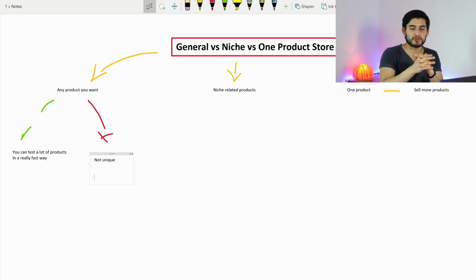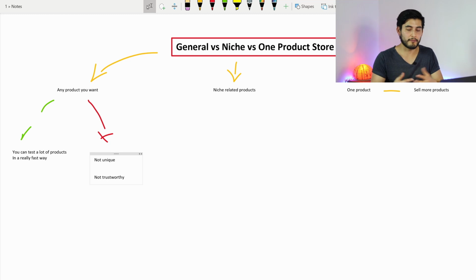And sometimes because of the structure in your Shopify store and because of the logos and the brand name, general stores are not going to be super trustworthy. So this is a problem because this will affect your conversion rates. So a lot of people are not going to buy from you because they are not going to believe that you are a real business if you have a general store. So your conversion rate is going to be lower.